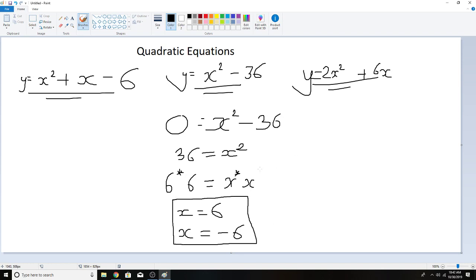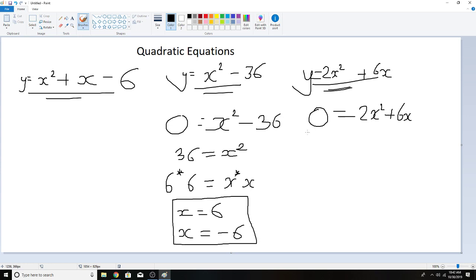The second one we're going to do is this one here. What we have to do is do the same thing. 0 equals 2x squared plus 6x.